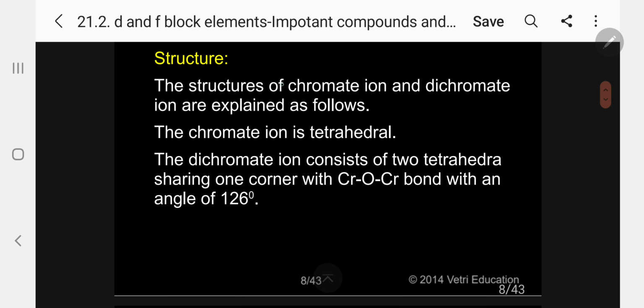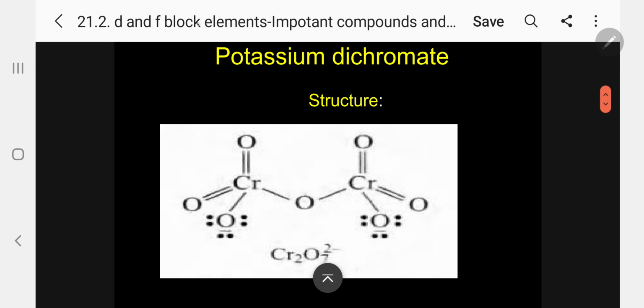Kindly see below. You can see the structure. Kindly follow. This is the structure of potassium dichromate. If you take only this, it is a chromate, the corresponding potassium chromate. If you take this one with 2 Cr, it is dichromate. In between, it is the O. The connecting angle is given already, 126. So here the minus sign indicates 2 minus. Here 1 minus, here 1 minus. Kindly follow. So this is the actual structure of potassium dichromate.